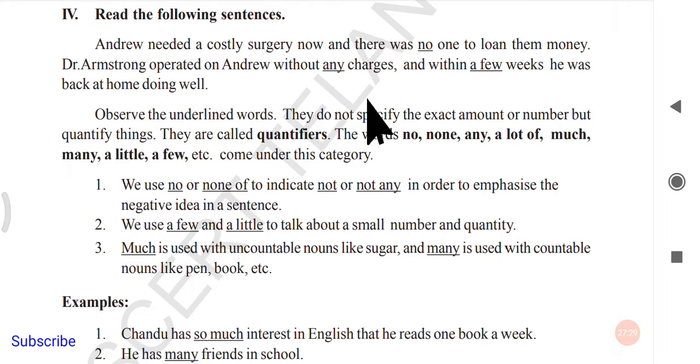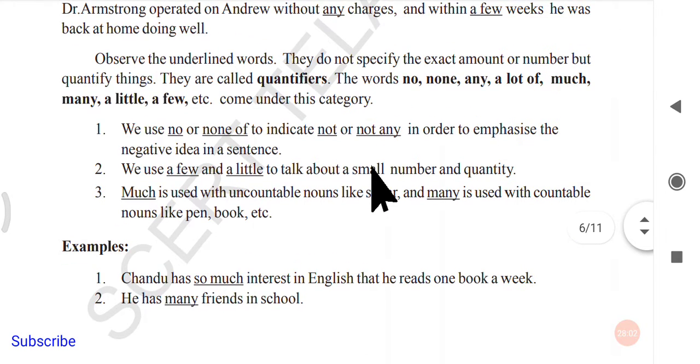For example, if I say within a few weeks, it might be 2 weeks, 3 weeks, 4 weeks, we do not know. There is no specific or particular number here, but they give some type of quantifying, which we can measure. So what are they called? Quantifiers. The words no, none, any, a lot of, much, many, a little, a few, etc., are all called quantifiers. They come under this category.